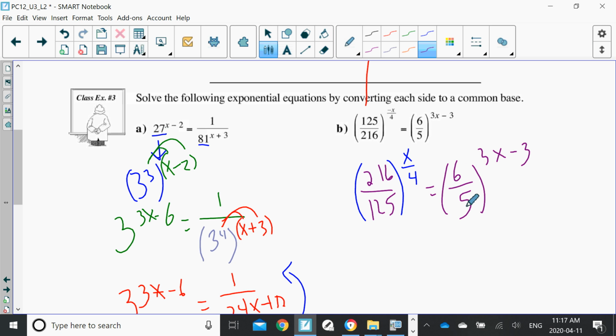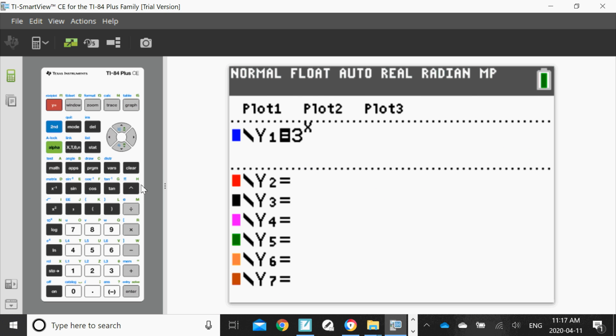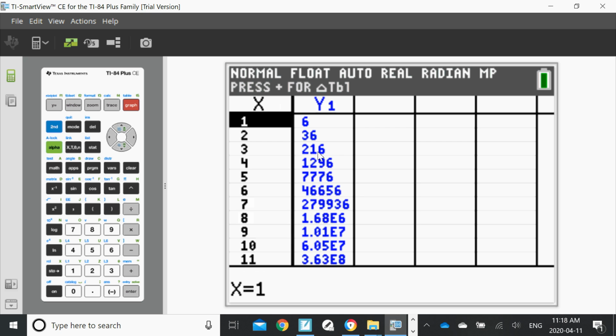This is already in lowest terms, and this gives you a really good hint about what we are going to reduce 216 to. And so 216, we're going to reduce it to a base of 6, and 125, we're going to reduce it to a base of 5. So I mean, you do your prime factorization, or you could just go to your calculator. Let's go to base 6. So 6 to the power of x, and let's look at our table. There's 216. So 6 to the power of 3 is 216.